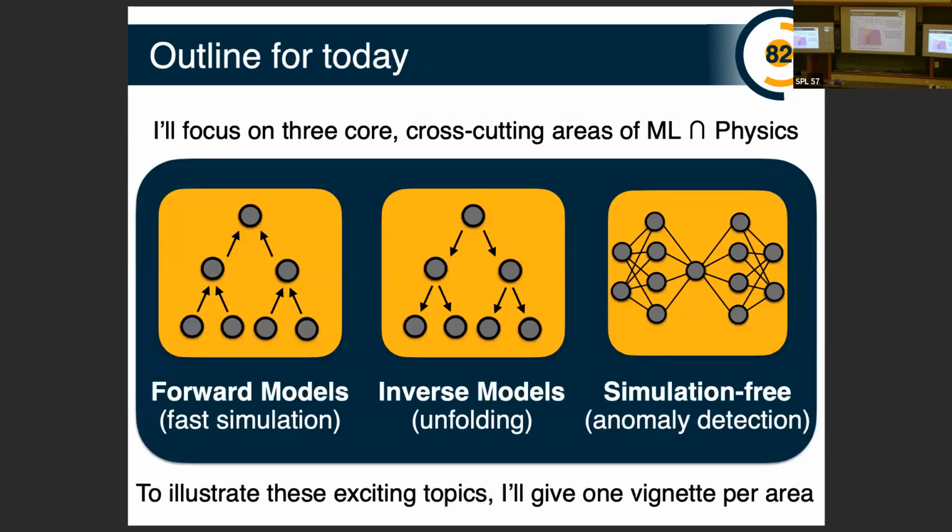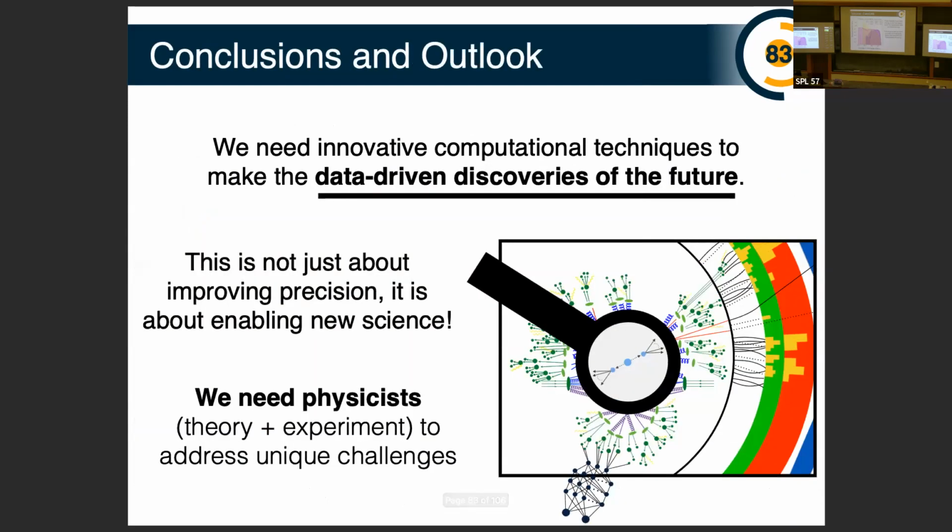Okay, so that brings me to the end of everything I wanted to say today. I covered a lot of territory very quickly, but I hope I was able to convince you that at least in these three broad areas, forward simulation, inverse simulation, and anomalies and simulation-free methods, machine learning is really allowing us to do new and exciting science that we couldn't do before. And this is only the start of an exciting path with modern machine learning for this intersection of machine learning and physics. And we really need innovative computational techniques in order to enable the data-driven discoveries of the future.